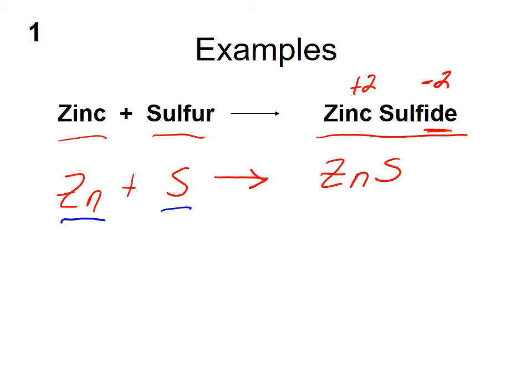Then I'm going to start to count. I notice that I have 1 zinc on the reactant side. I have 1 zinc on the product side, so it's okay. I have 1 sulfur and 1 sulfur. So this equation is said to be balanced.